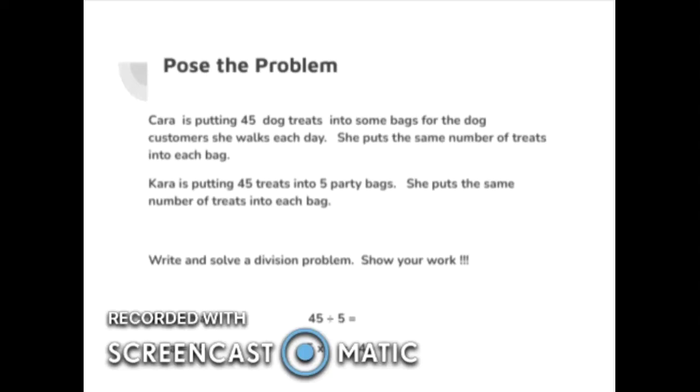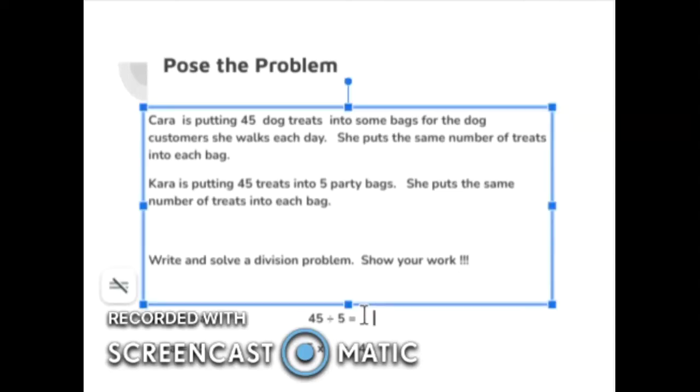So for your purposes, I'm going to count by my 5s, and I'm going to count till I say 45. However many fingers I have up, that's going to be how many treats would be in each bag. So 5, 10, 15, 20, 25, 30, 35, 40, 45. So when we do that, I have 9 fingers up. So I know that there are going to be 9 treats in each bag. I can check that by doing multiplication of 5 times 9.